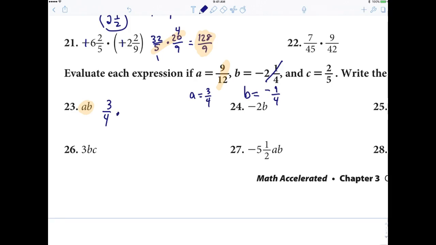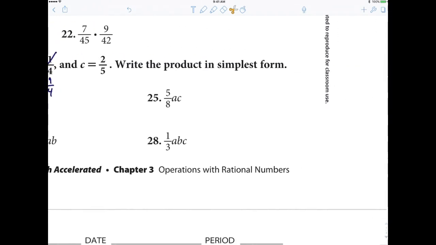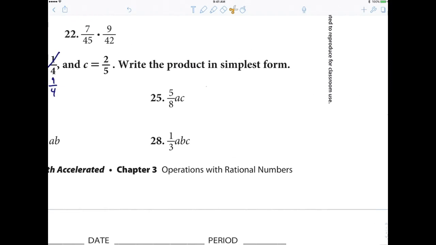What is B again? Negative 9/4. So a positive times a negative is a negative. Now, can I reduce anything? No, I can't. So final answer: 27 over 16. Don't forget that it's a what? Negative. Yeah, don't forget it's a negative. Negative 27 over 16. Everybody good? Yes. All right.